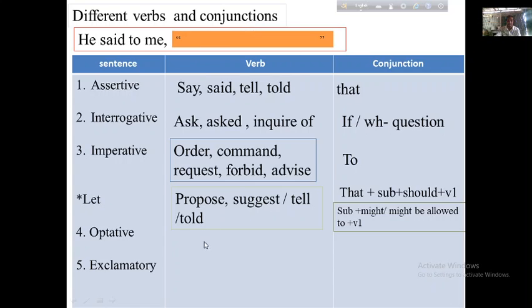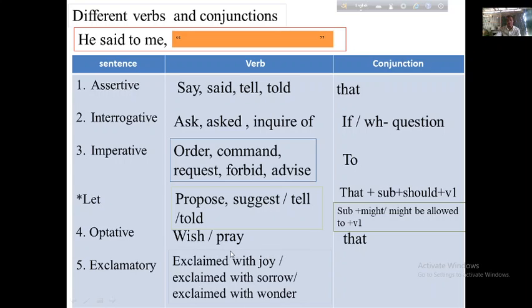If the reported speech is an optative sentence, then we will use as a verb wish or pray, and as a conjunction that. If the reported speech is an exclamatory sentence, then we will use exclaimed with joy, exclaimed with sorrow, exclaimed with wonder, and as a conjunction that. It is very essential for all of you before going to the next part. So I hope you will prepare yourself following all these things for the next class.